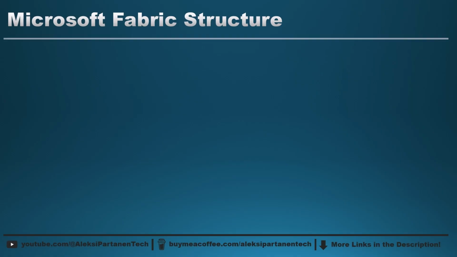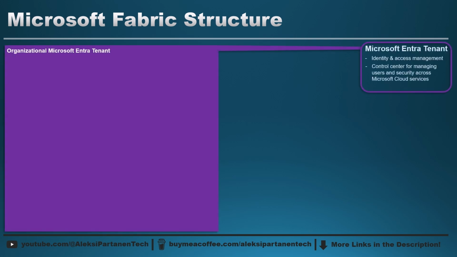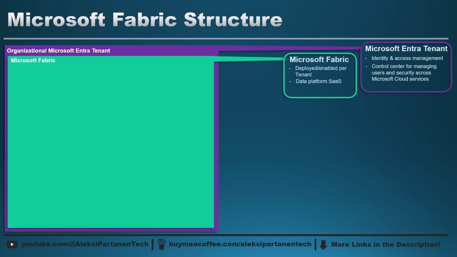Before we do a deep dive into access control, let us quickly recap the core structure of Microsoft Fabric that we already covered in the beginning of this series. You might remember that Fabric sits under a Microsoft Entra tenant. That tenant is like your organization's control center. It handles identity and access control across all Microsoft cloud services, including Fabric. Fabric itself is a cloud data platform that is enabled per tenant.